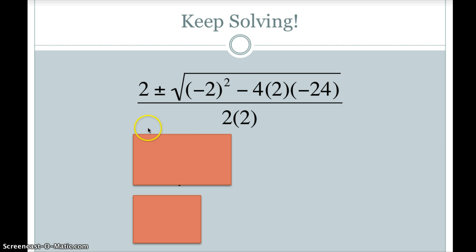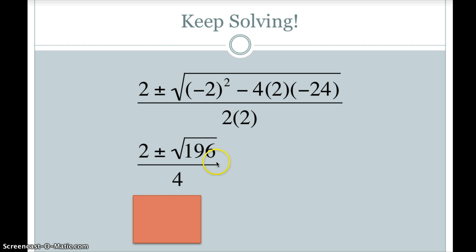That's my first step. My second step is to simplify what is underneath the square root, what's called the discriminant. When I do that, I get 196: negative 2 squared minus 4 times 2 times negative 24. From here, I need to simplify the square root. The square root of 196 is a perfect square. When I do that, I get 14. So I have 2 plus or minus 14 over 4 as I'm going into my final steps of solving my equation. So again, simplify underneath the square root, which is the discriminant, which gives me 196. Take the square root there to get 14.